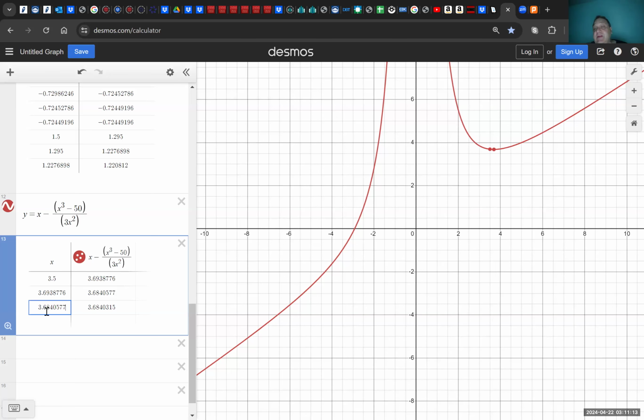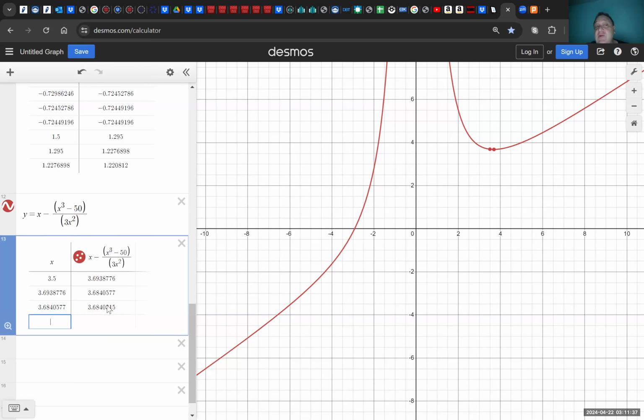3.6840577. Hopefully I've explained this clearly enough to see what's going on. You just keep typing in better and better guesses until you get the degree of accuracy you're looking for. You can already see I'm pretty close. 3.68405 versus 3.68403. So already, with just a couple of iterations, I've gotten a pretty good guess, assuming 4 or 5 decimal places is a good guess.